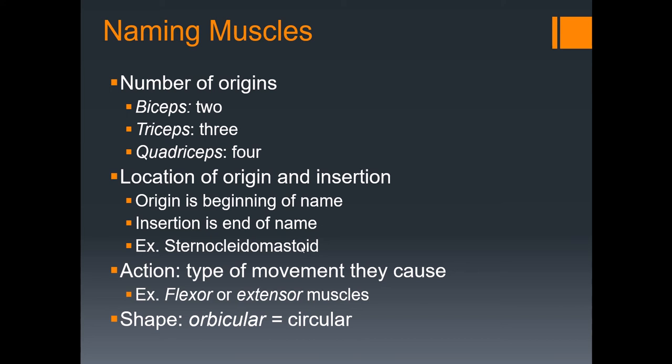Then you can look at muscle names, and they will actually tell you what they are going to do right in the name of the muscle. So you have muscles that are called flexor muscles, which are going to be muscles that cause flexion. You have extensor muscles that cause extension. You have abductor muscles, adductor muscles, etc. And then also you can look at muscles sometimes and look at their names and tell what shape they are. So for instance, anytime you see the word orbicular or orbicularis, that means that that muscle has a circular shape.